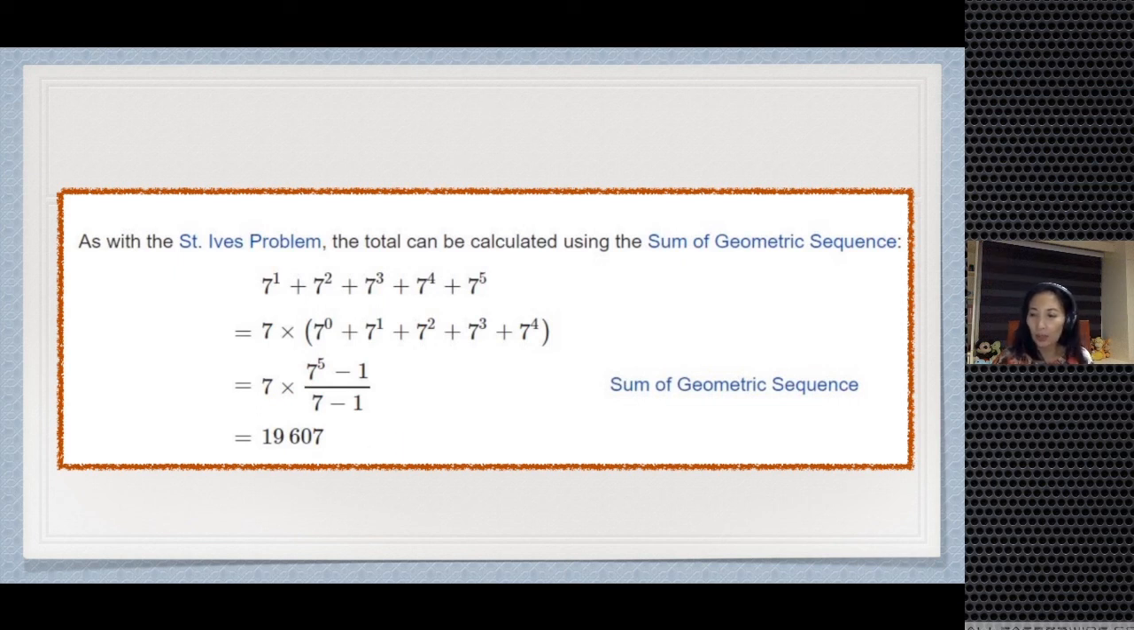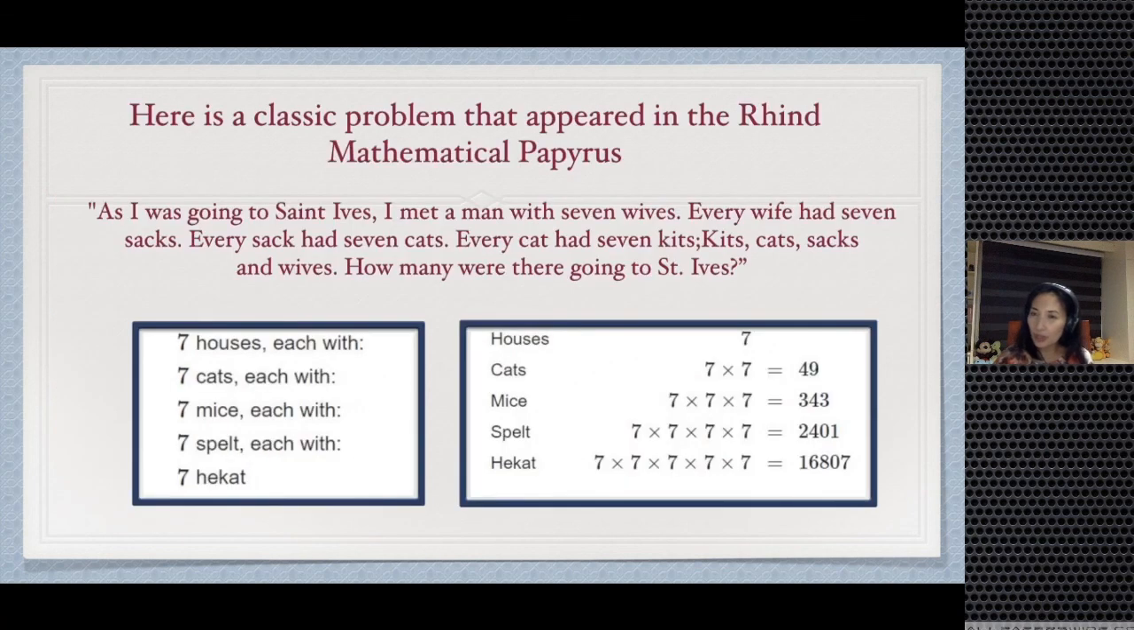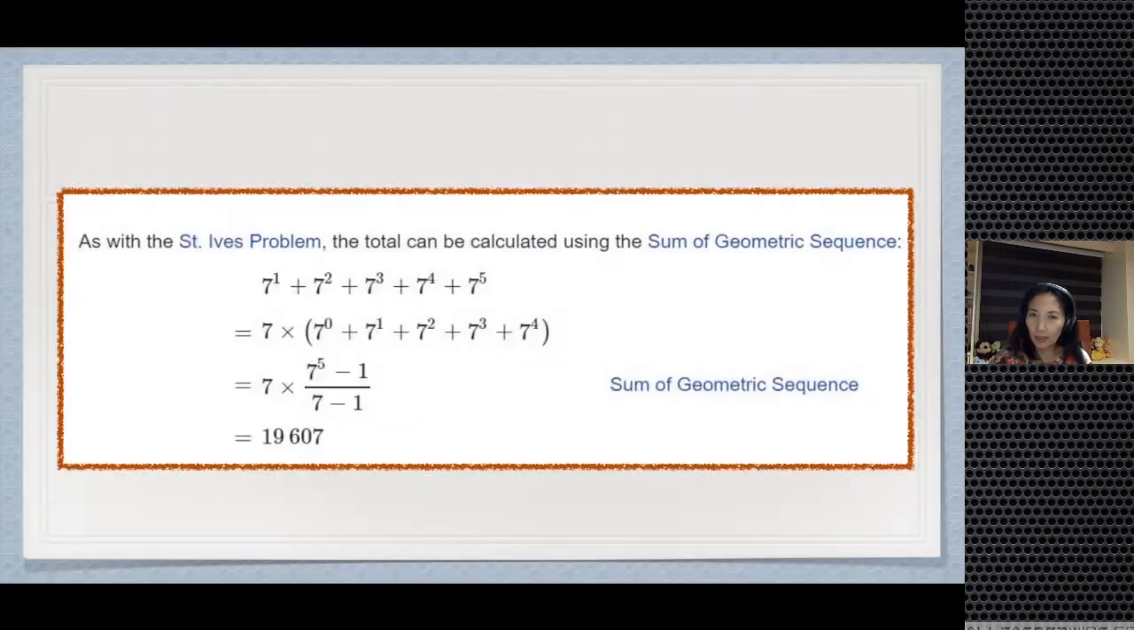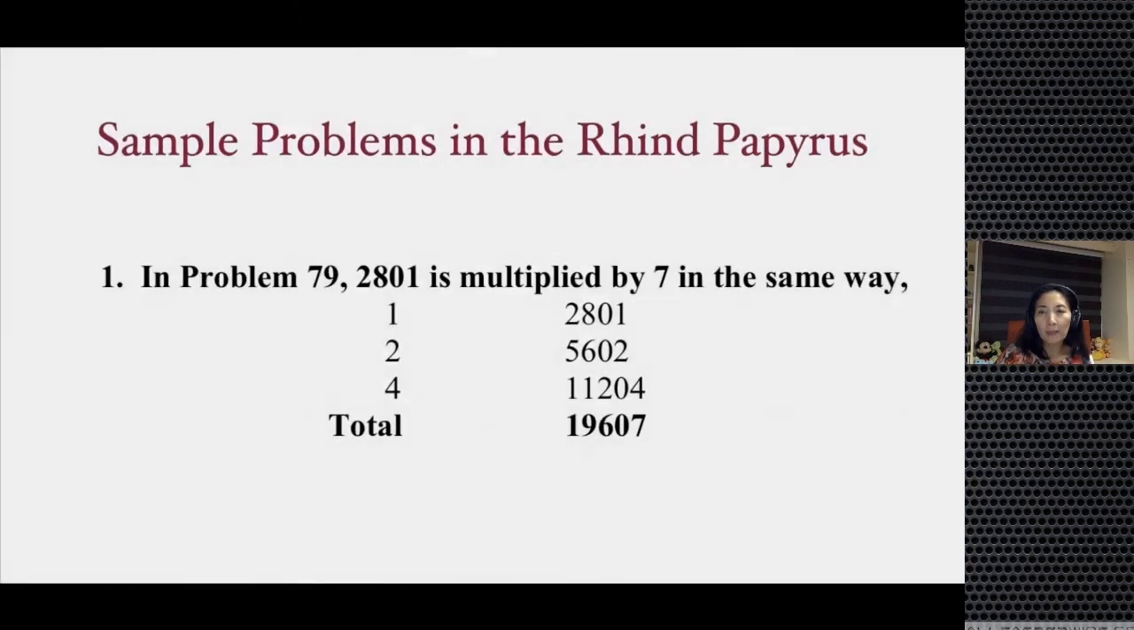19,607. Or manually, you can simply add up all of this. Add this all up and you'll end up with the same answer. If we add this all up, we'll end up with, okay, so going back, 19,607. Some of the selected problems from the Rhind Papyrus are the following. Although we did this already when we tackled Egyptian arithmetic.